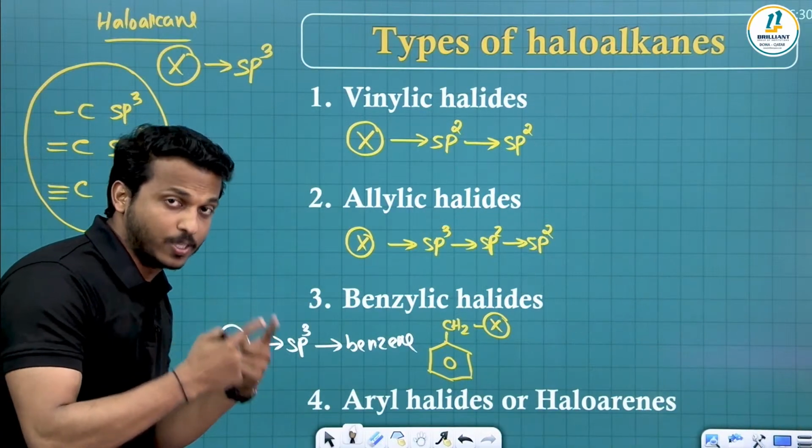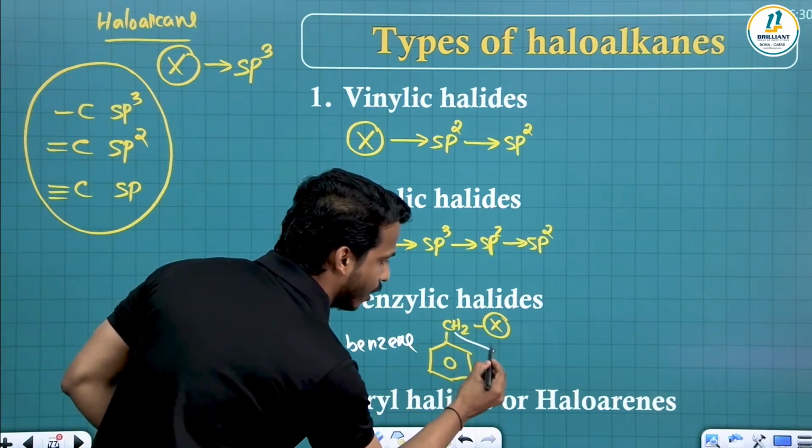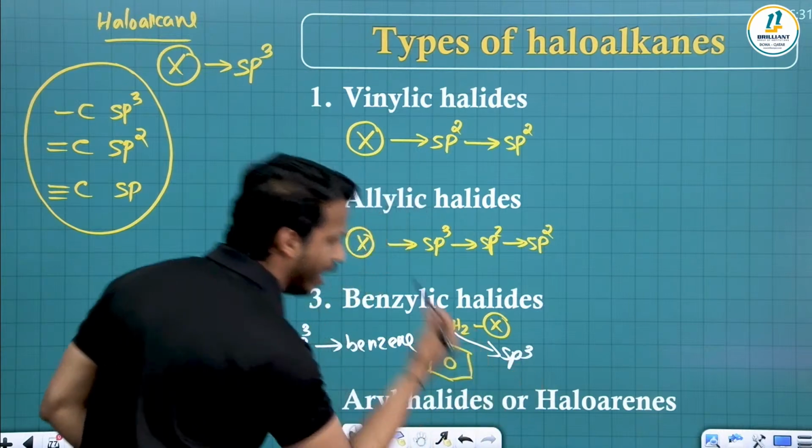Halogen connected to carbon sp3, then it's connected to benzene. See, all of you, halogen connected. What is this carbon's hybridization? Full single bond, sp3, see, then a benzene ring.